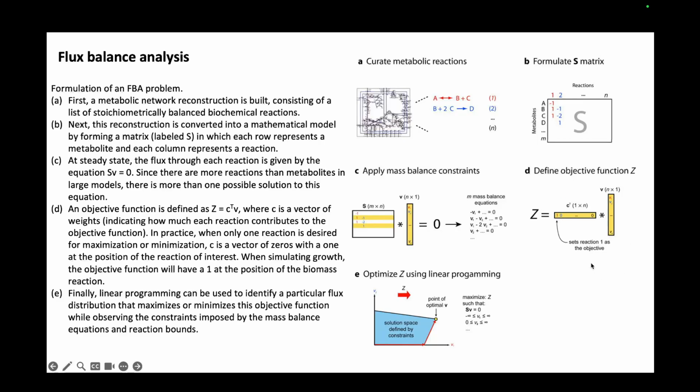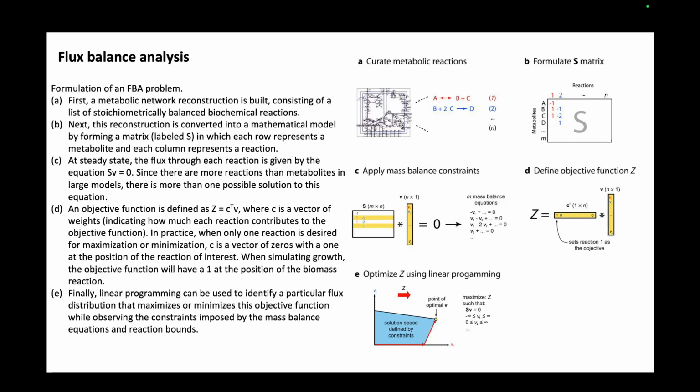Then you define the objective function, which is given by z equal to c transpose v, where c is the vector of weights, indicating how much each reaction contributes to the objective function. In practice, when only one reaction is desired for maximization or minimization, c is a vector of zeros, and only one at the position of the particular reaction that you are interested in. When simulating growth, the objective function will have a 1 at the position of the biomass reaction.